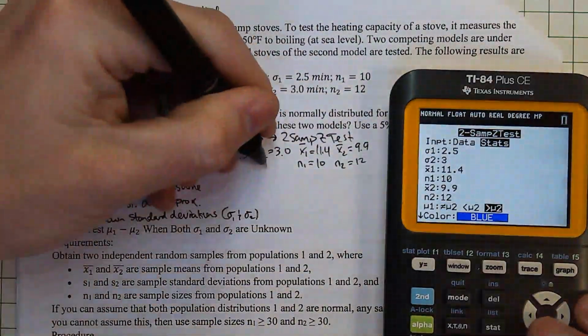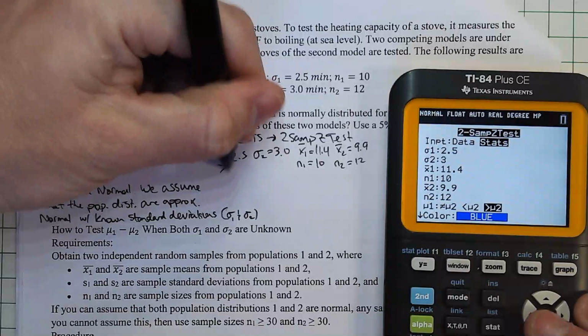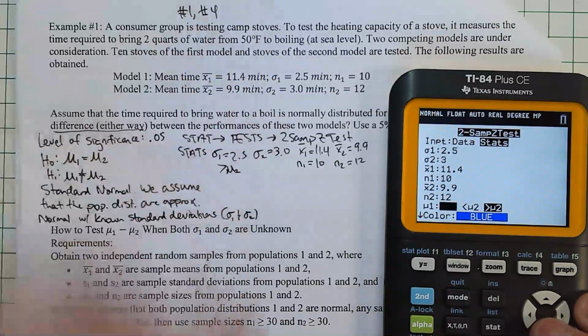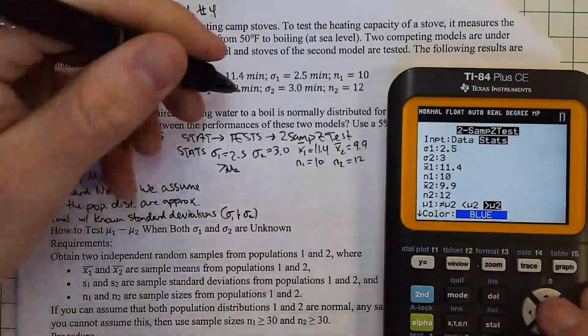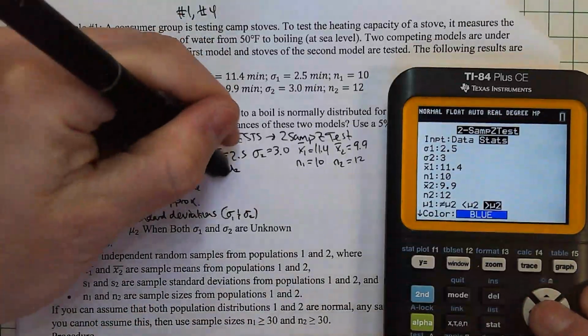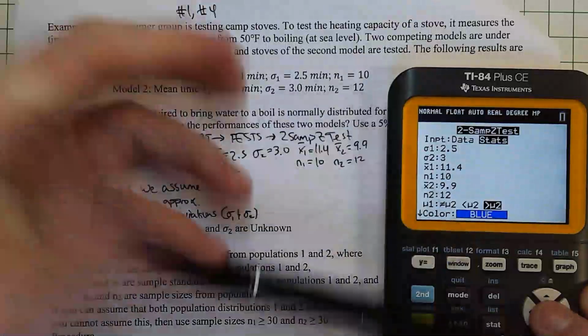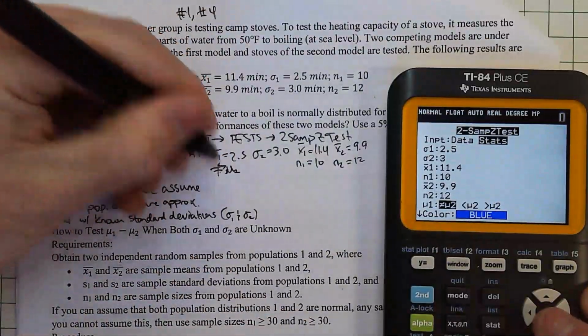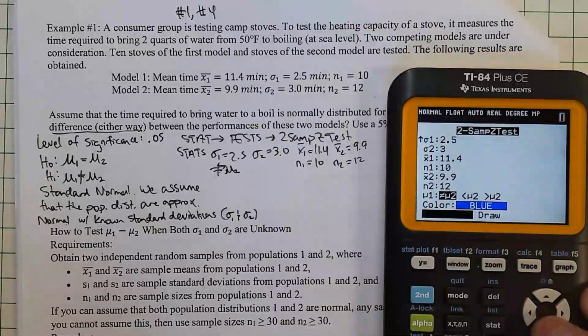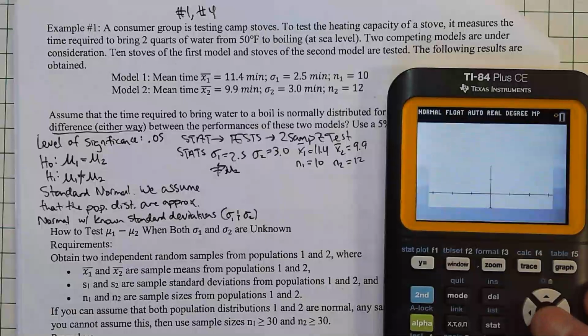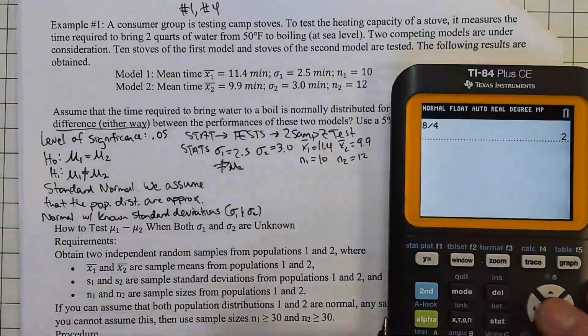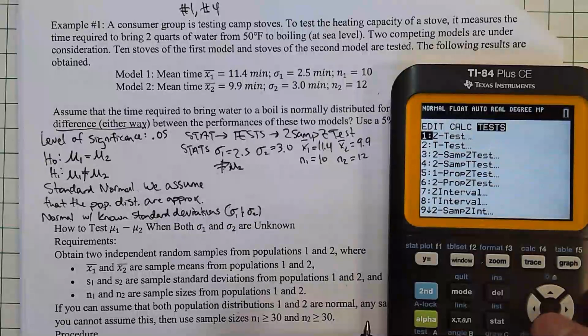This is greater than, sorry, this is out of order, greater than mu2. Or no, not equal to. I apologize, not equal to. Not equal to, right there. I apologize about that. Calculate or draw. I like doing the draw feature, but my calculator's been giving me an error on that. Let me go to stat calc test.